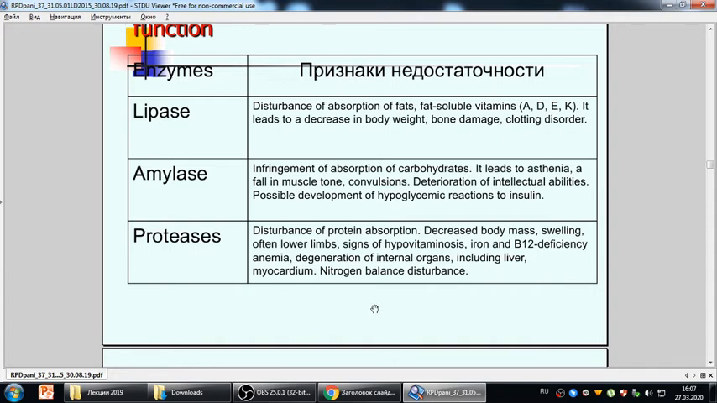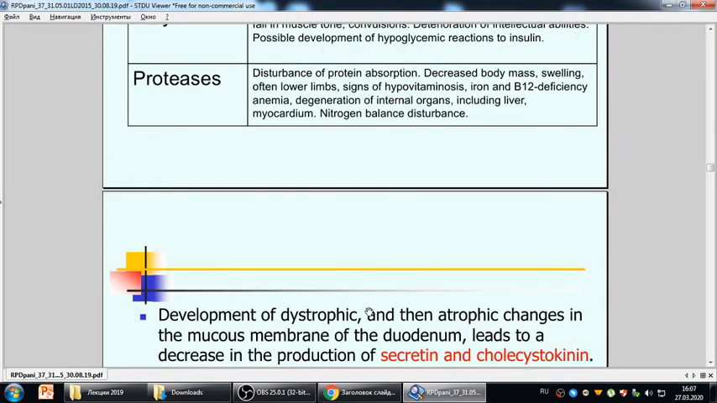also deterioration of intracellular abilities, possible development of hypoglycemic reaction to insulin. And because of deficiency of proteases, we have disturbance of protein digestion and absorption of proteins. It results in decreasing body mass, swelling of lower limbs, edema because of developing hypoproteinemia, and also signs of hypovitaminosis, iron deficiency and B12 deficiency anemias, degeneration of internal organs including liver, myocardium, nitrogen balance disturbances.